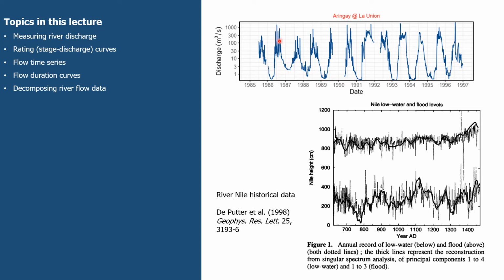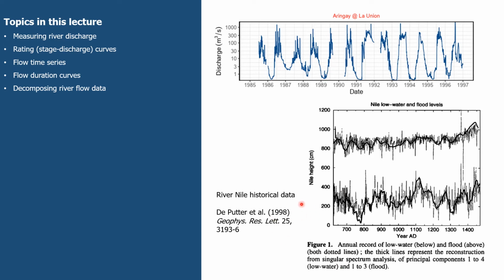We can also see individual events. This is daily data, so any high flows that last for a day will show up as these spikes. And we see some gaps in the data where the instruments weren't working properly and the data are missing. And that's a very common situation with hydrological time series.